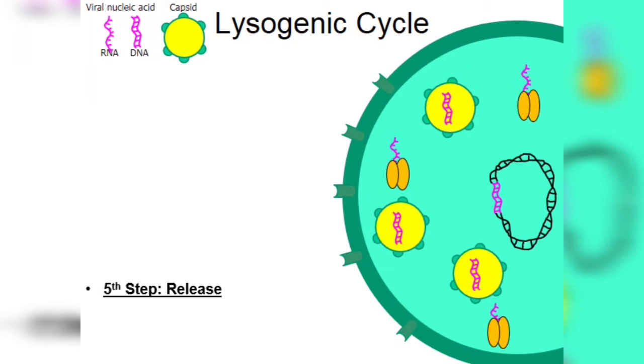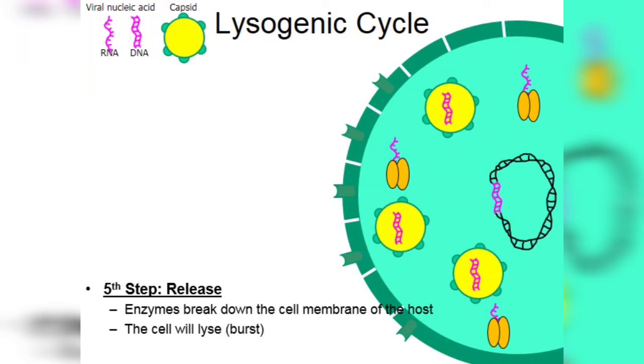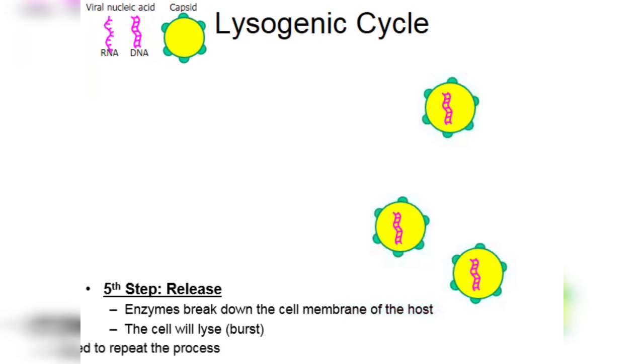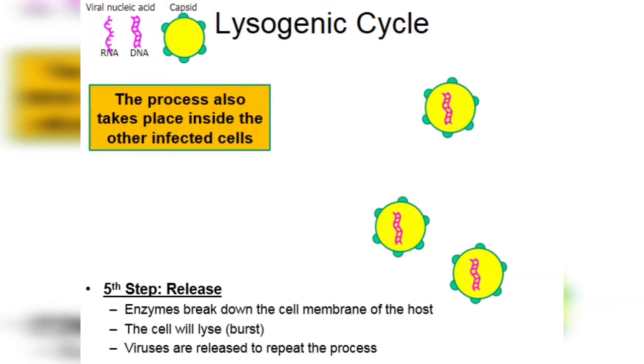And that leads us to step 5, known as release. Like the name implies, the viruses are going to be released from the host cell. In many cases this happens because the virus will release enzymes that poke little holes in the cell membrane of the host. This will cause the cell to lyse, or to burst. Once that happens, those viruses are released to repeat the process. Keep in mind, the process also takes place inside of the other infected body cells.